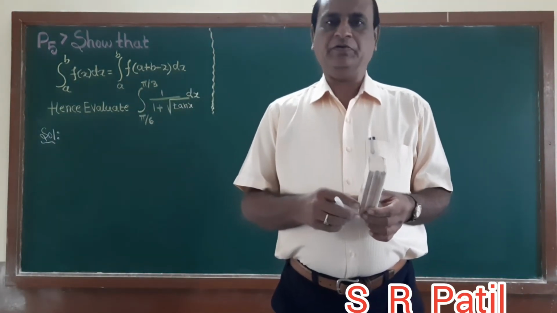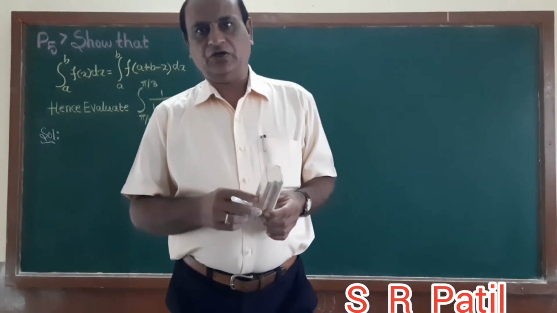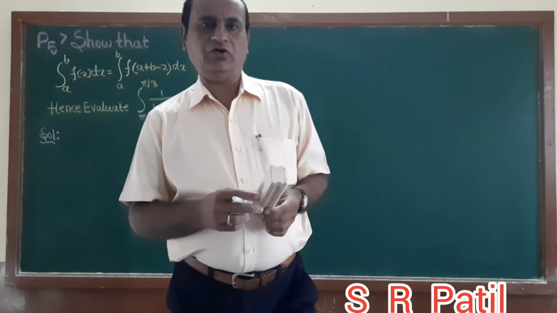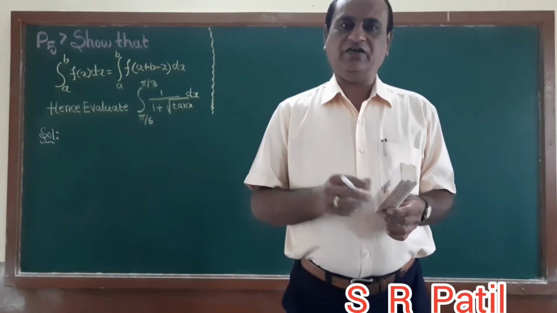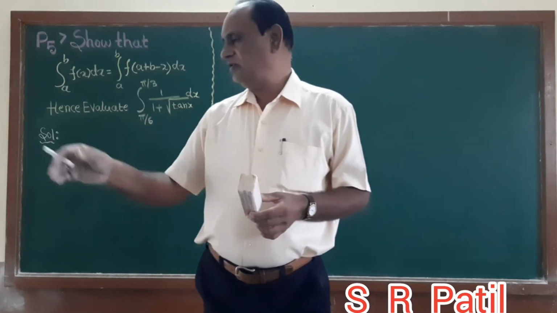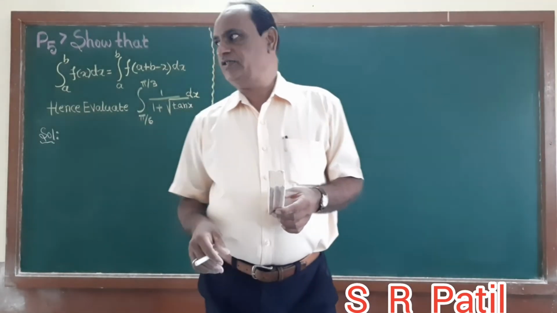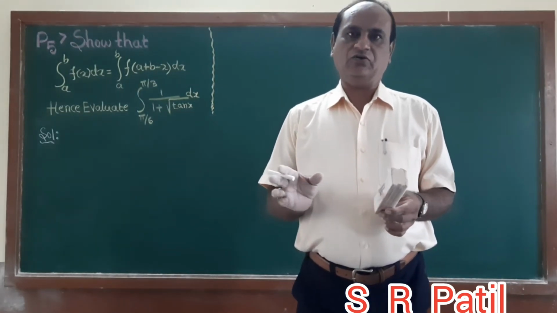The property number P1 stands for integral a to b f(x) dx is equal to integral a to b f(t) dt. Its meaning: the variable x is replaced by any other variable t, or theta, and the value of the integration does not change.